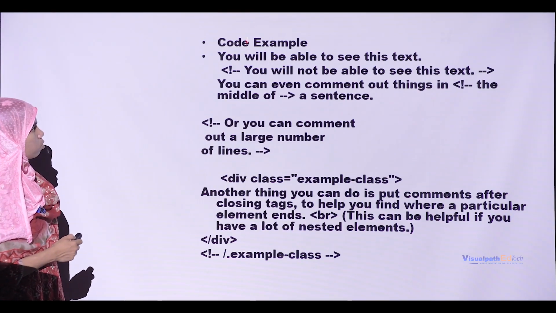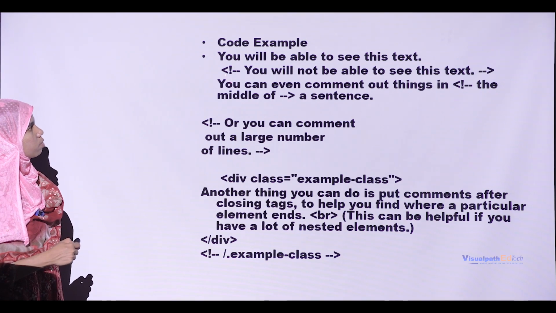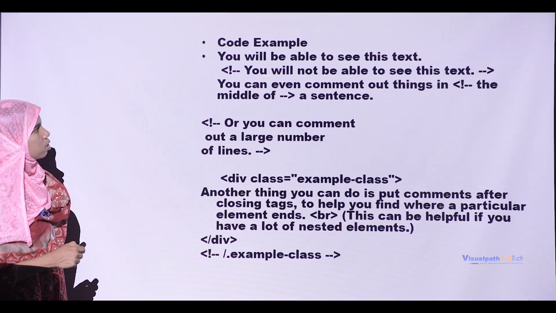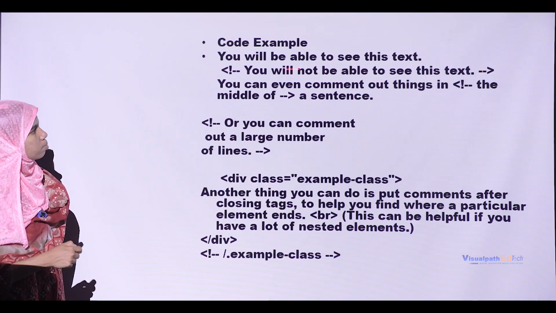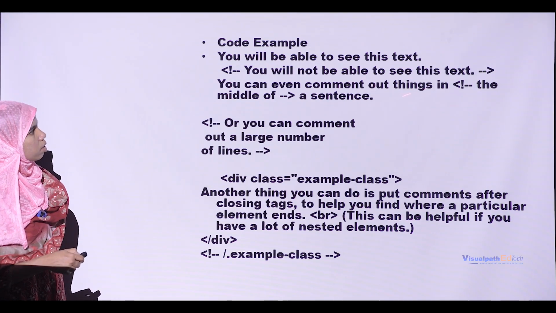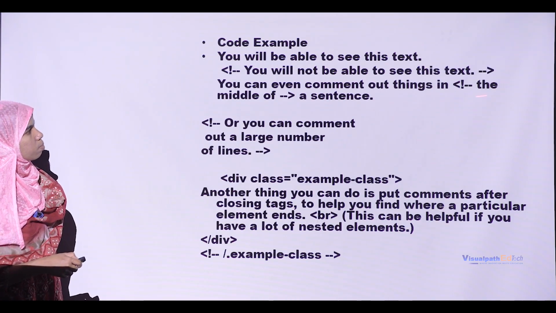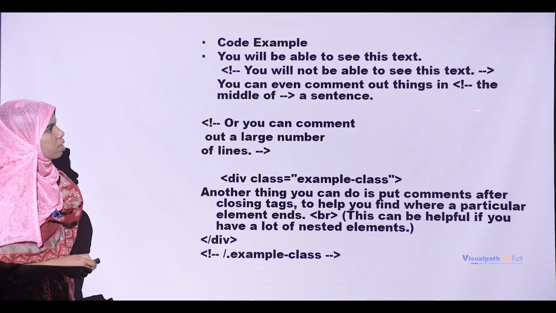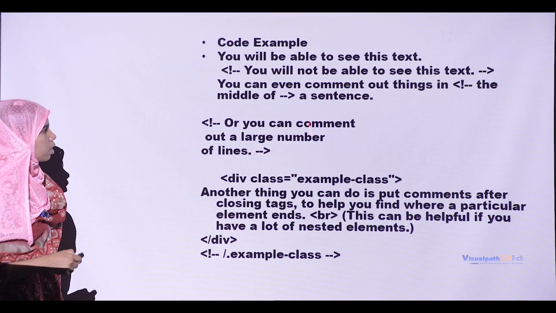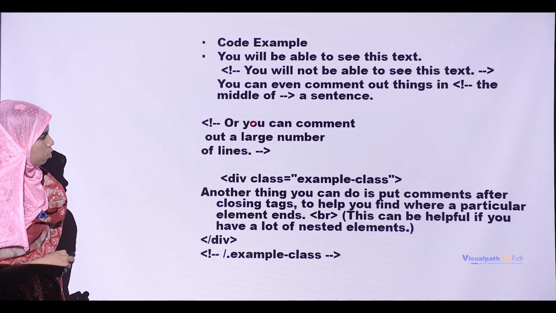Let us look at a few examples of the code. You will be able to see this text. Once you have written this code, you can see this. But once you have written it inside the comment section, it will not be displayed to the user because it is a comment section. You can even comment out things in the middle. So you see this, but the middle section will not be displayed again because that is a comment section. In multiple lines also you can comment the section. So those are the ways that we will be able to comment the section.